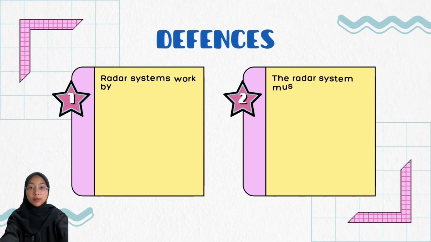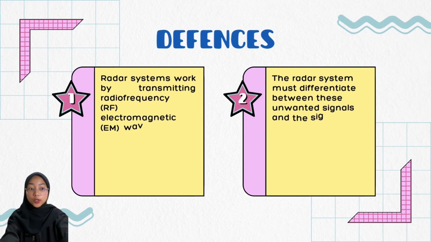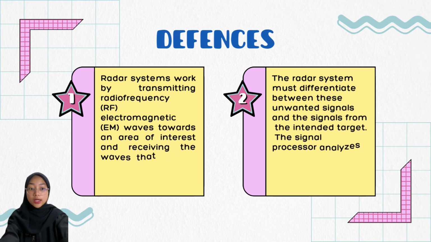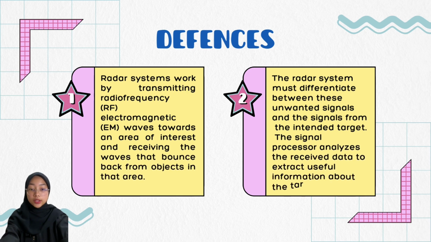So next, I'll be talking about how radar systems work in defense. Radar systems work by transmitting radio frequency, which is RF, electromagnetic, EM waves towards an area of interest and receiving the waves that bounce back from objects in that area. The radar system must differentiate between these unwanted signals and the signals from the intended target.